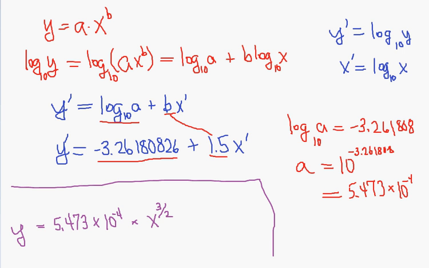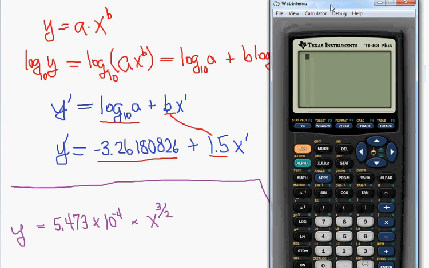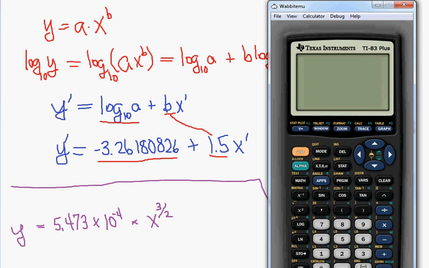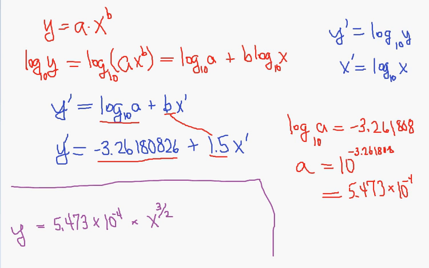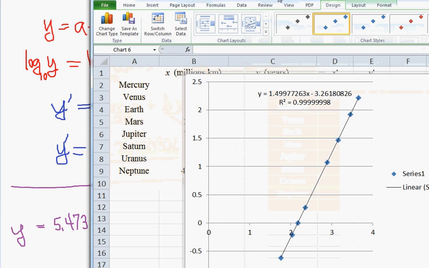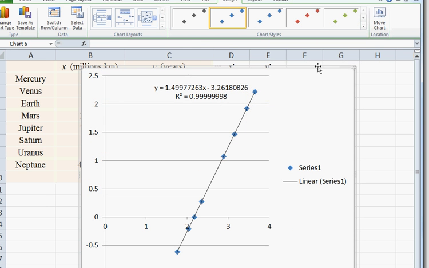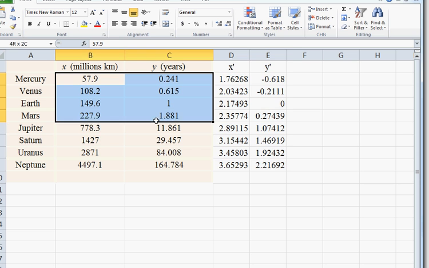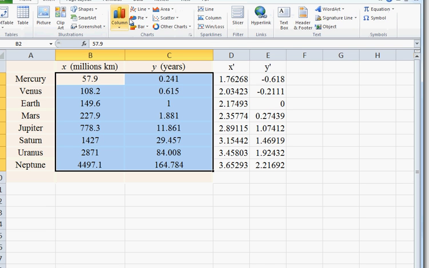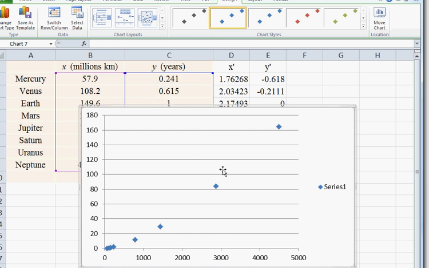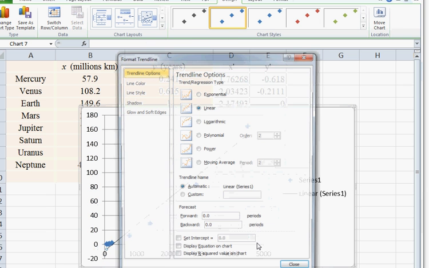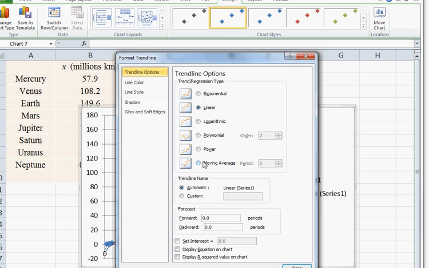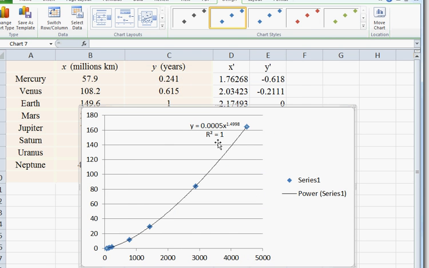Before ending this video, let's talk about how to do this on a calculator. Actually, before I do that, let's go back to the original data. So let me close this out. Insert scatter. And let's add the trend line. Now you notice here that there are different options that are available for plotting a trend line. One of them is the power law option, which we just discussed. And so if I display that on the chart, we get exactly what we just had.